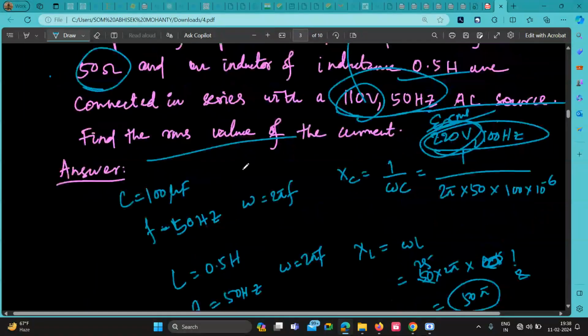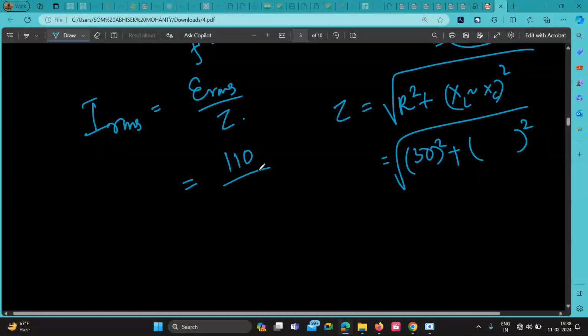That is 110 divided by Z. You got Z here, whatever you got. So just okay. Is it correct? Did you understand it? I hope you understood.